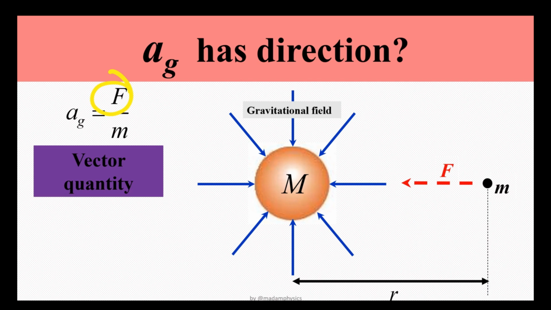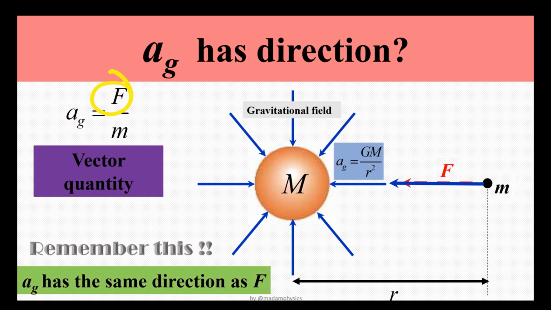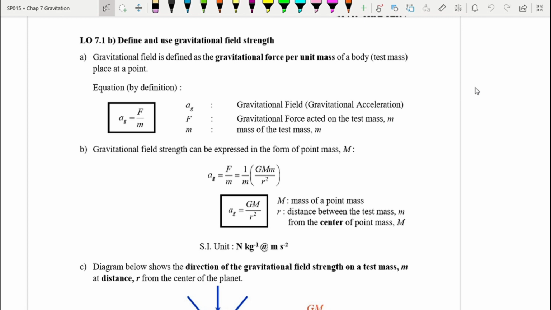For a specific position of test mass that has gravitational force towards M, the direction of Ag is always towards the center of point mass M. We can make a conclusion that Ag and F that acts on the test mass will always have the same direction towards point mass. Even if you have a different test mass at a different position from point mass, you will notice that the direction of F and the direction of Ag is always the same.